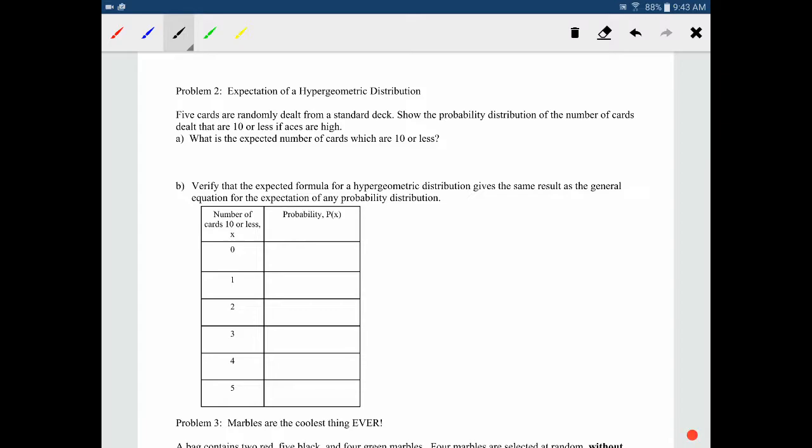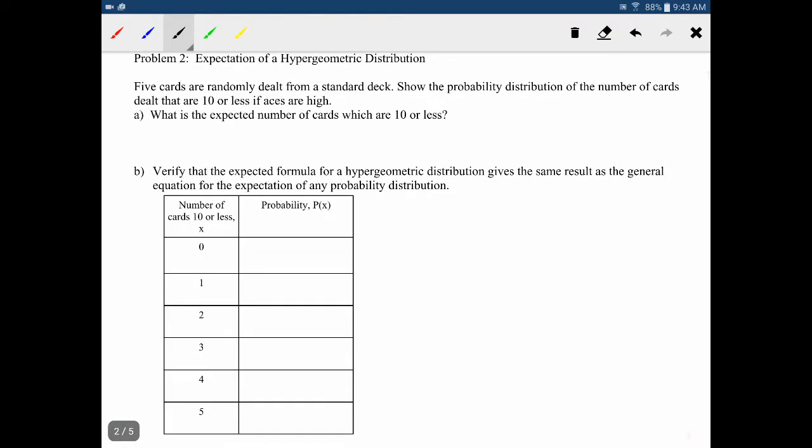Well, I'm actually just going to skim through this next one because it's basically the exact same. So 5 cards are randomly dealt from a standard deck. Show the probability distribution for the number of cards dealt that are 10 or less if aces are high. What is the expected number of cards which are 10 or less? So the first thing here that we need to do is go through, and I'm not actually going to do the whole distribution here. I'm just going to look at the A, the N, and the R, because as long as you know which formula to use and you can identify the variables, this is fairly straightforward.